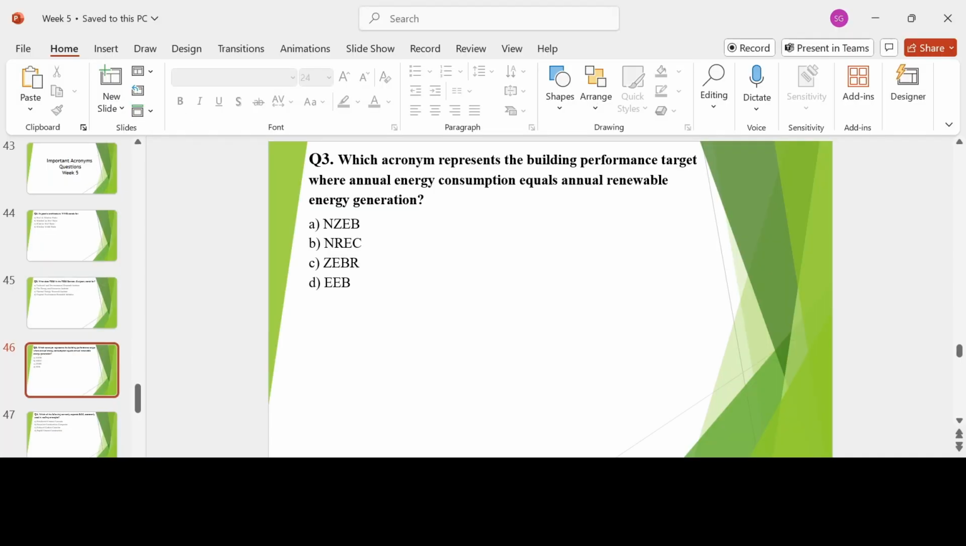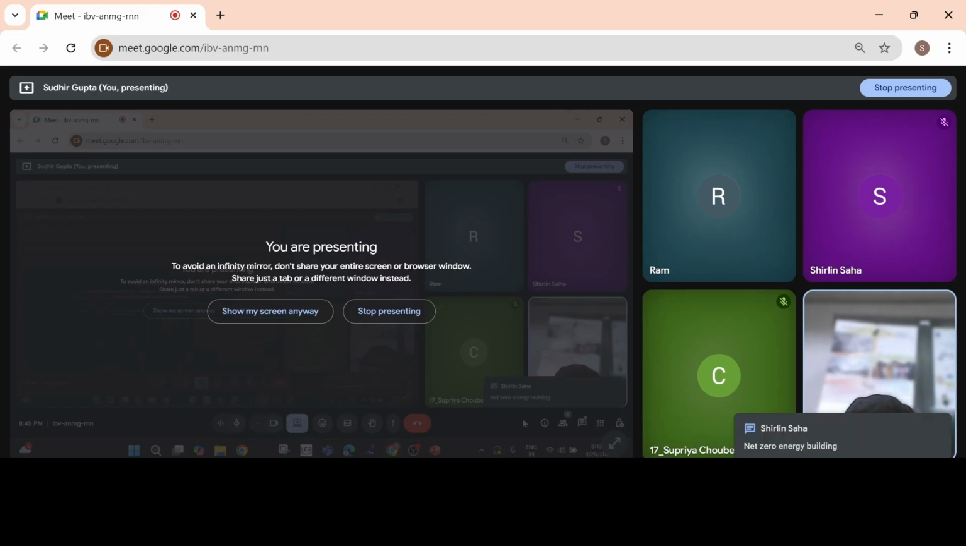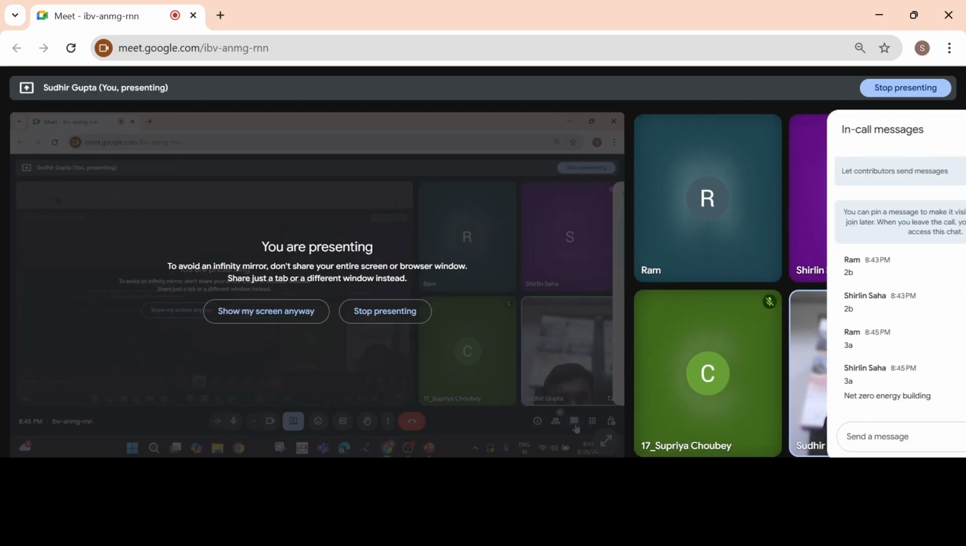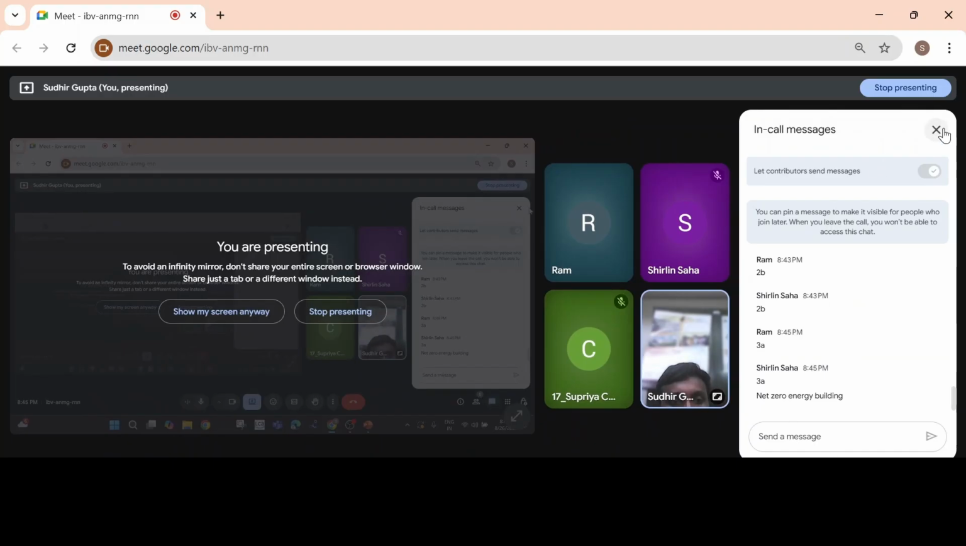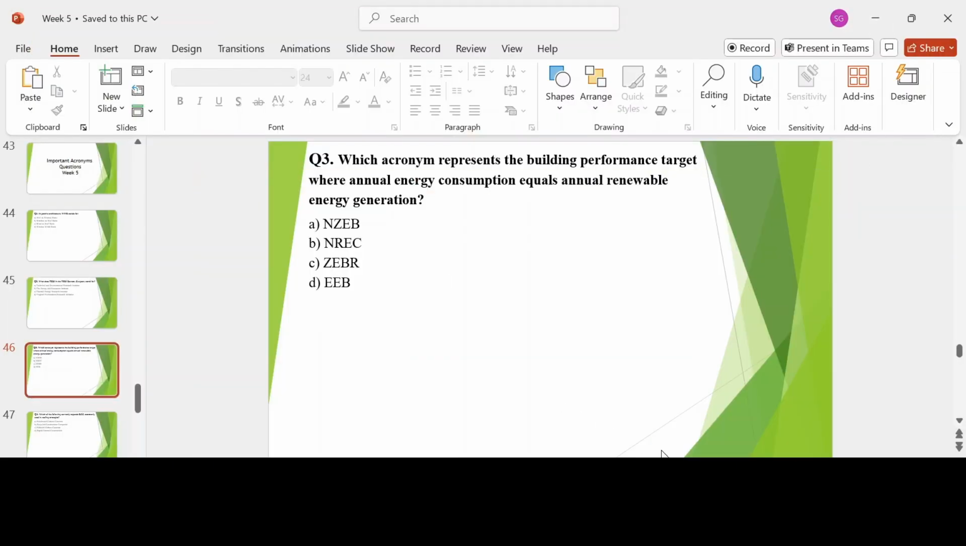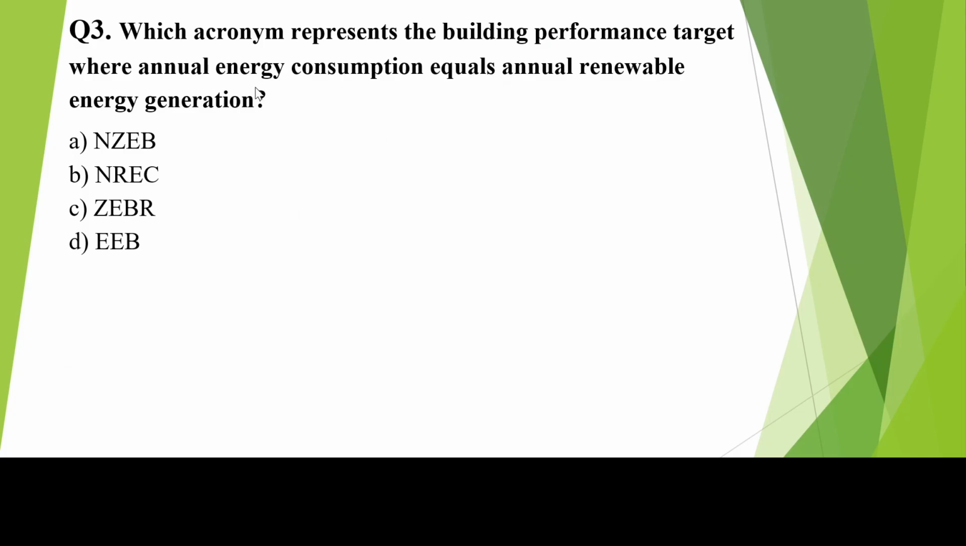Anyone who knows the full form of NZEB? Okay, Celine has already typed it: net zero energy building. Yes, it's correct. From the condition also you can see it is net zero. Neither is it creating more energy, nor consuming more energy. Whatever it is generating, that much it is utilizing. So in option A, NZEB, net zero energy building, is the correct option for this particular scenario.